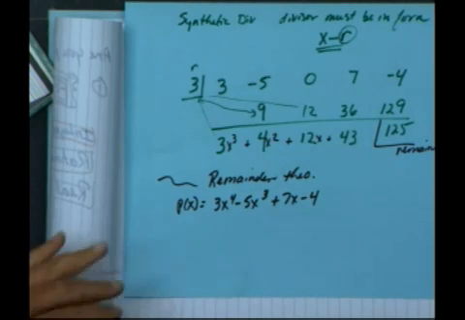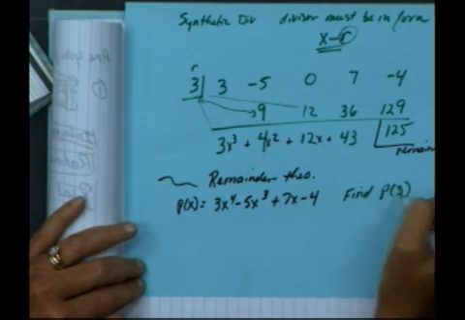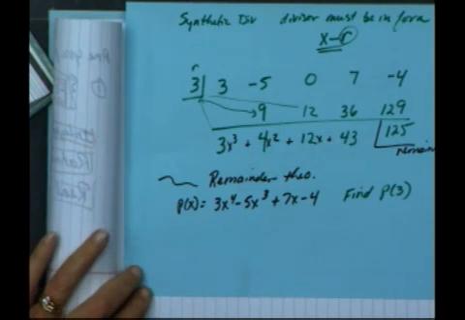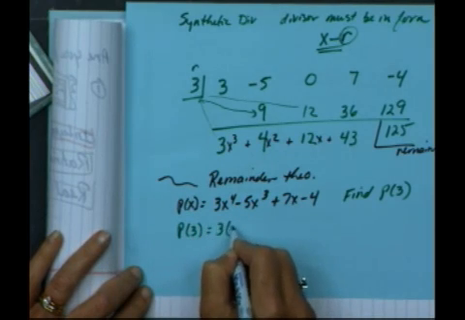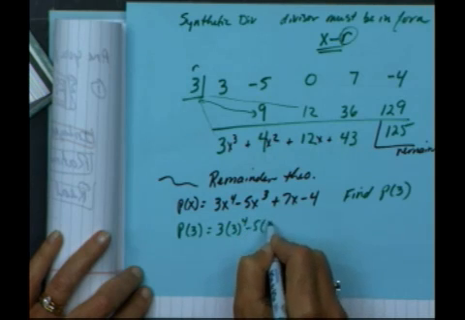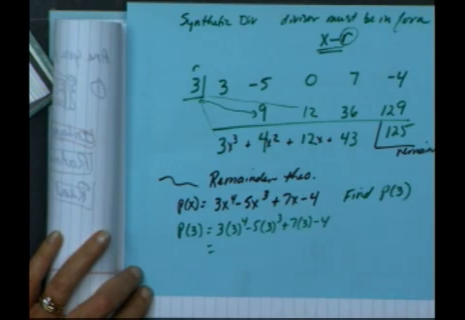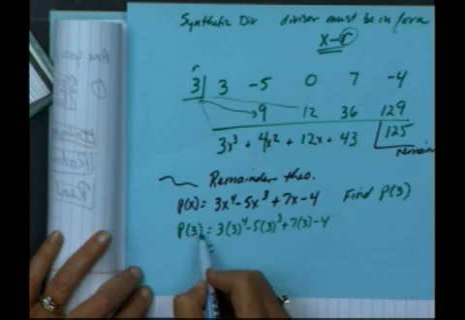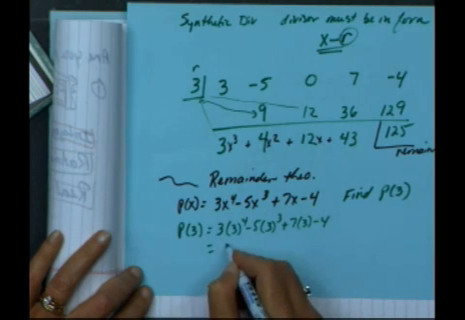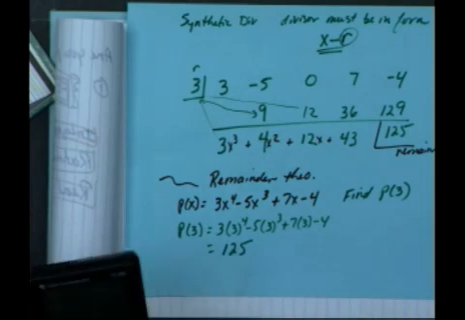All right, now suppose your instruction says find p of 3. Well, normally what you would do is you'd come over here and say, okay, p of 3 is 3 times 3 to the fourth minus 5 times 3 cubed plus 7 times 3 minus 4. And then you would just plug away on your calculator. Okay? And you should do that just to verify. Well, if you plug and chug this away on your calculator, the value of this function at 3 is going to be 125. If you put this in your calculator, well, we should do it just so that you're a believer.